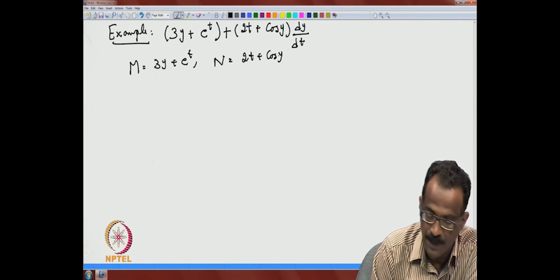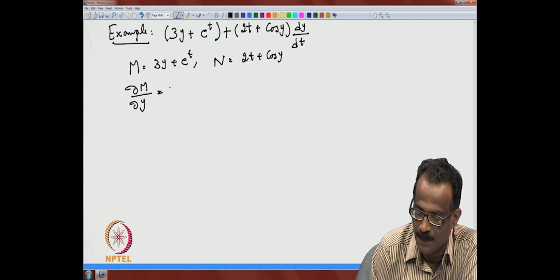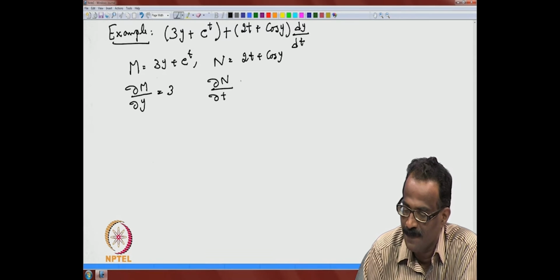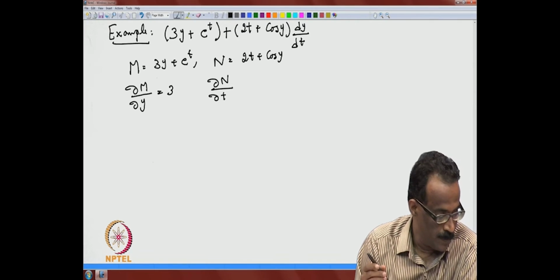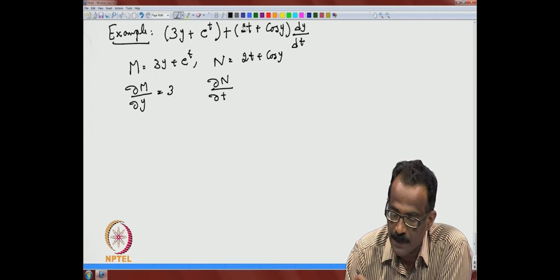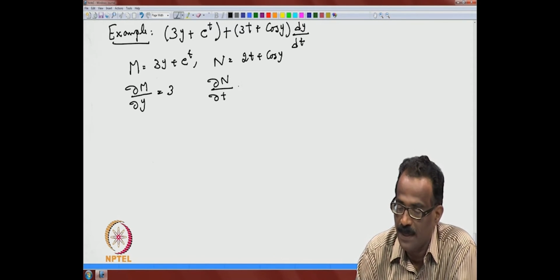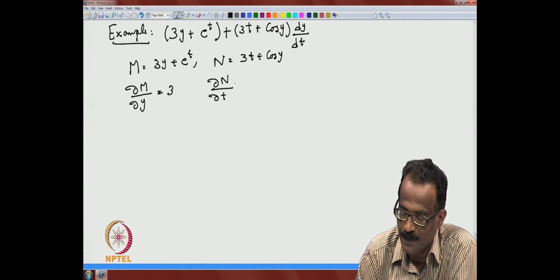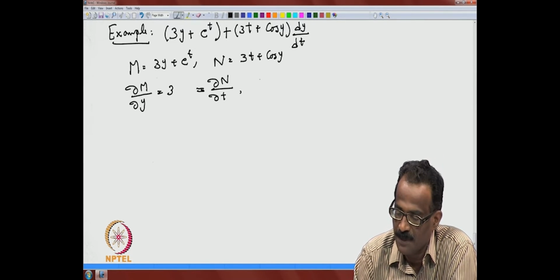So, your dm by dy is quick to compute, it is nothing but 3, and what is your dn by dt? Yeah, this will not be exact. So, you have to have, say, 3t. This is not 2, so you have 3t, so dn by dt is also equal to 3. You see, the differential equation is exact.